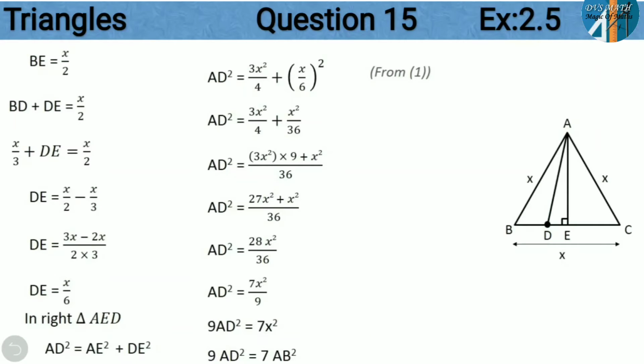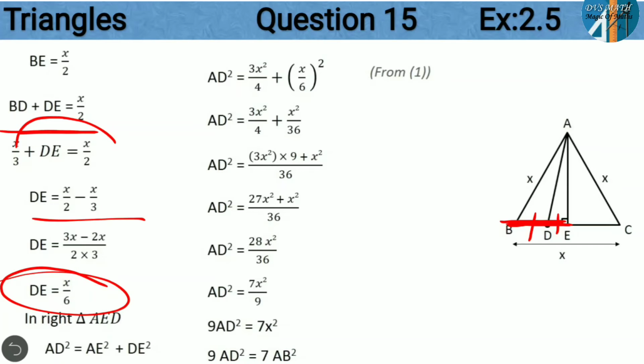So now let's go for the proof. BE is equal to X by 2. BE means BD plus DE, so BD plus DE is equal to X by 2. What is BD? X by 3, plus DE, is X by 2. Now take X by 3 to the RHS. DE is X by 2 minus X by 3. Here you have to take the LCM. LCM of 2 and 3 is 6. So 3x minus 2x, directly you will get DE is equal to X by 6.